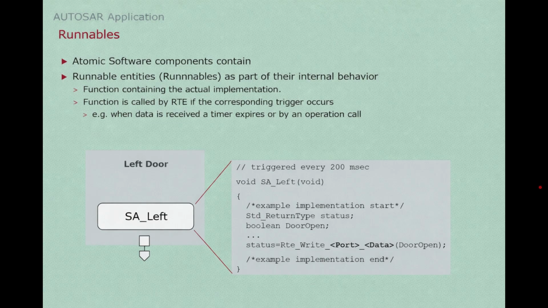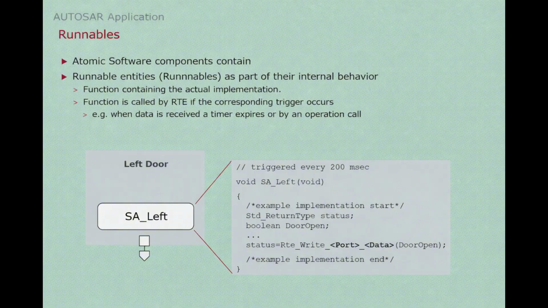Let's have a look inside of those software components. Of course, we need some code and we need to execute that code somewhere. And this is typically done in the form of runnables. Runnables, or runnable entities, are part of your software component, part of the stuff that you define when designing your software component. How do they work?